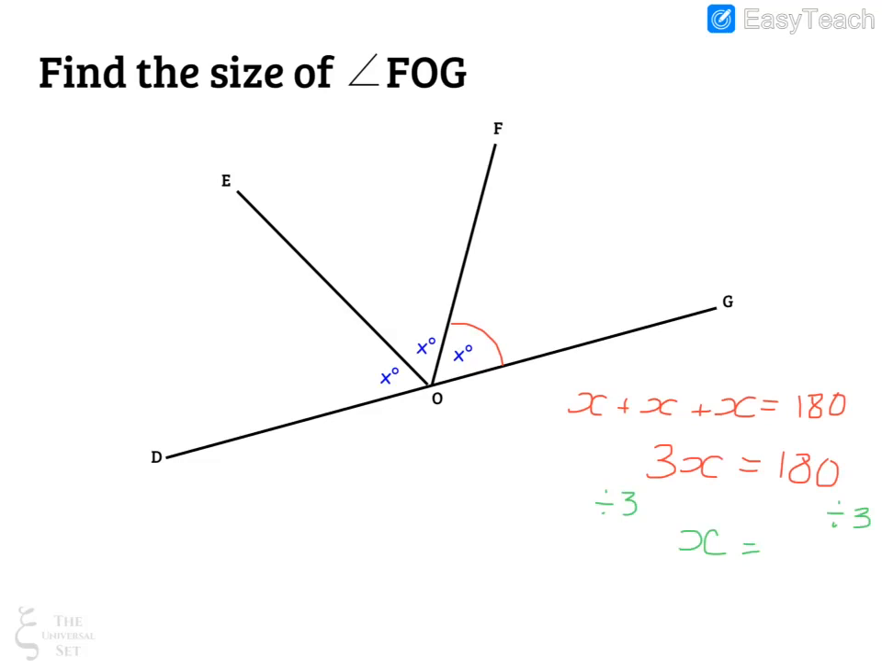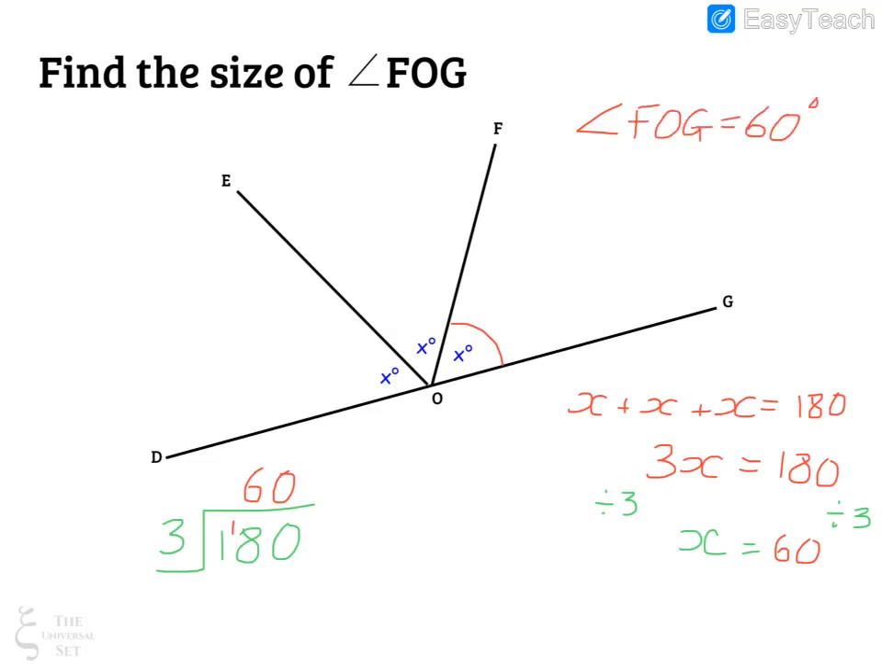And maybe you can do 180 divided by 3 in your head. Maybe we use a bus stop. 180 divided by 3. So how many 3's are going into 1? None of them, so we carry that 1 across. How many 3's are going into 18? 3, 6, 9, 12, 15, 18, 6 of them. How many 3's go into 0? None. So my answer is 60. So angle FOG equals 60 degrees, because all of those x's are going to be the same. 60 plus 60 plus 60, that's 180. Good.